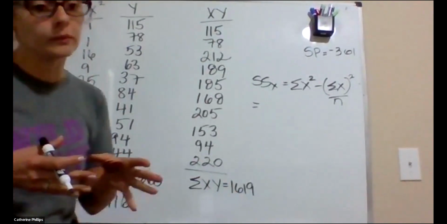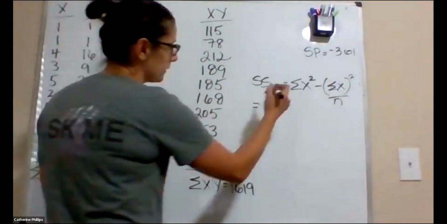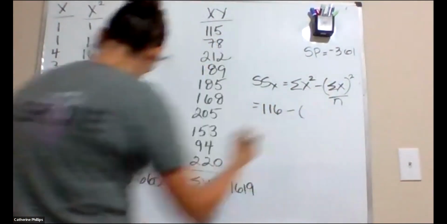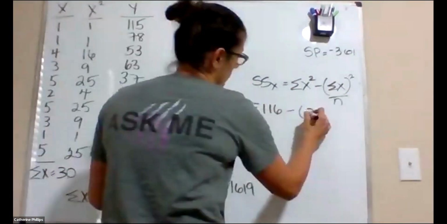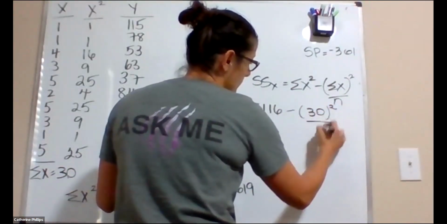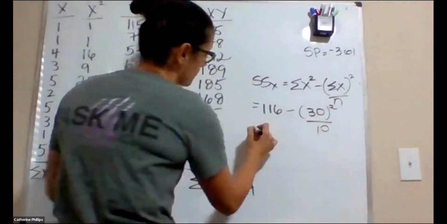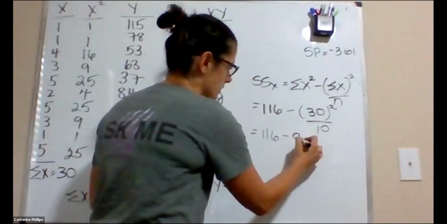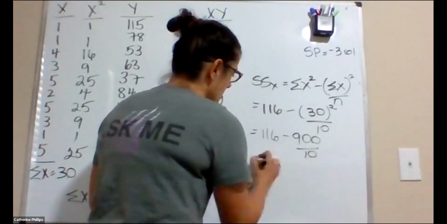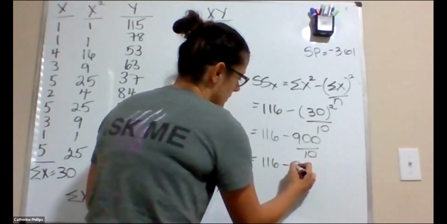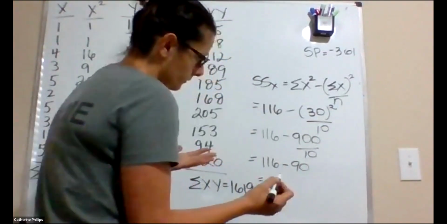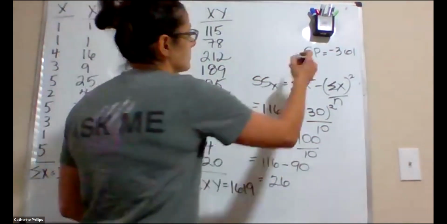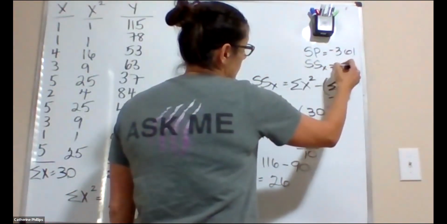So what I can then do is put that number over here, 116, subtract the sum of X, which was 30, squared, divided by 10, because that's the number of scores we have. 116 subtract 30 squared, which is 900, divided by 10. So 116 subtract 90, is 26. So the sum of squares for X, that up here, is 26.